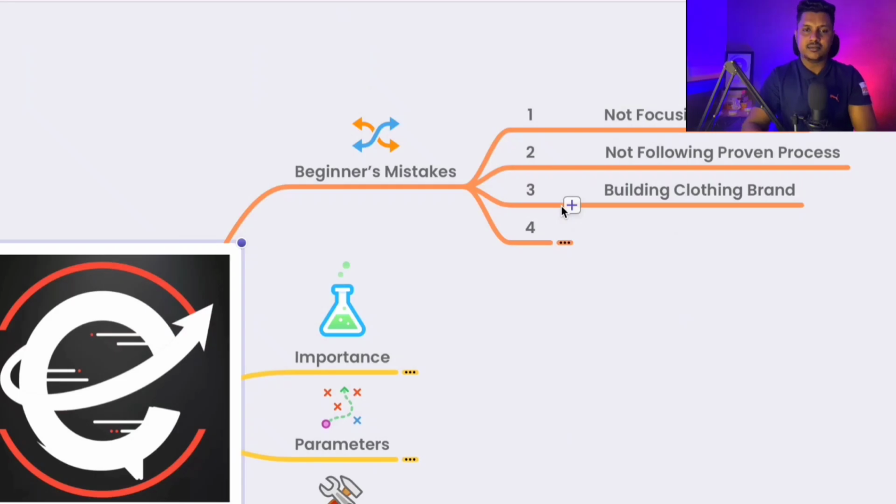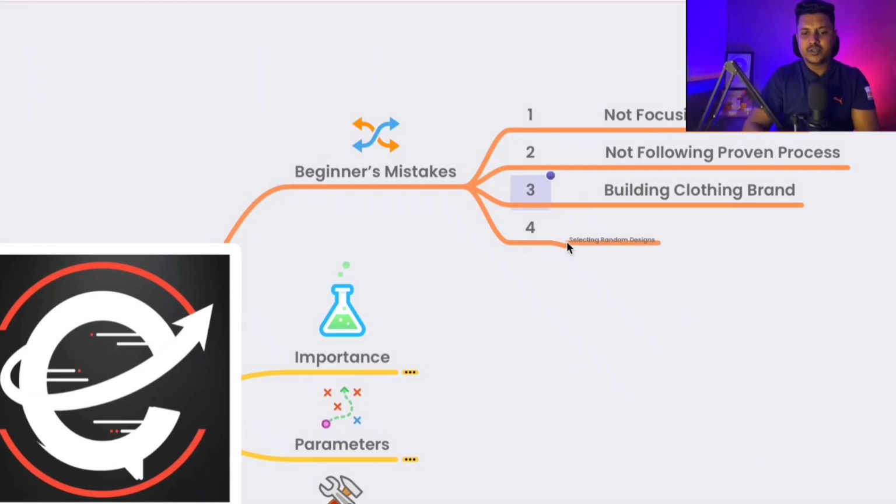The third one is building a clothing brand. A lot of people make this mistake. They start their print on demand business thinking that it is an apparel or clothing brand business. That is one of the biggest mistakes everybody makes. Even when I was starting out, I did the same thing. I thought print on demand is all about building a clothing brand. It's not like that. Print on demand is serving a particular audience, a specific niche, connecting with them through emotions and selling t-shirts or whatever other print on demand products.